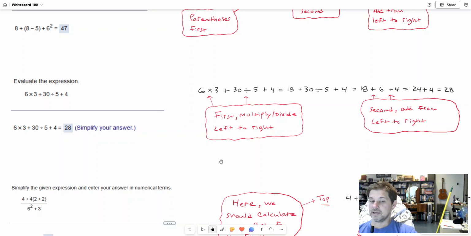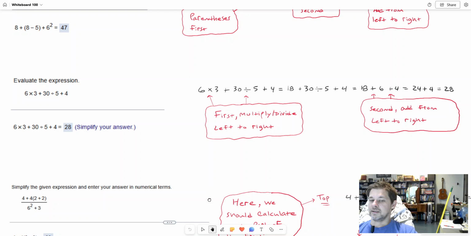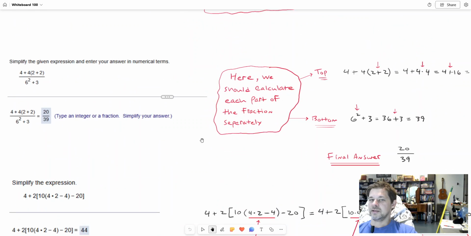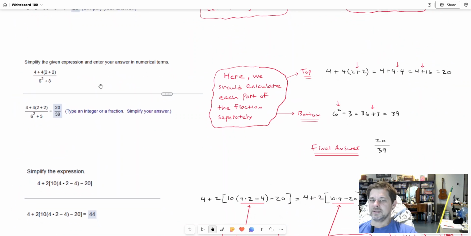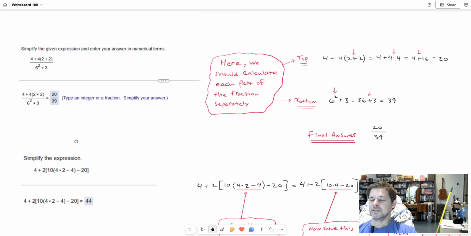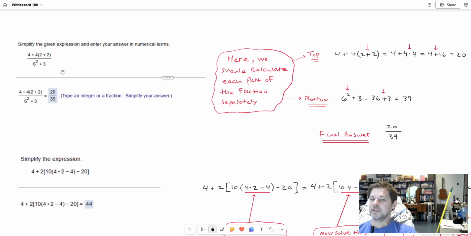Now this next one is, I guess you could think, maybe a little bit of an exception to the order of operations, or maybe a better way to look at it is this is 2 problems that I work individually. So I have a fraction here, okay? And a fraction has a top and a bottom. So I've got 4 plus 4 times, parentheses, 2 plus 2, okay? And that part I do all by itself, all right?